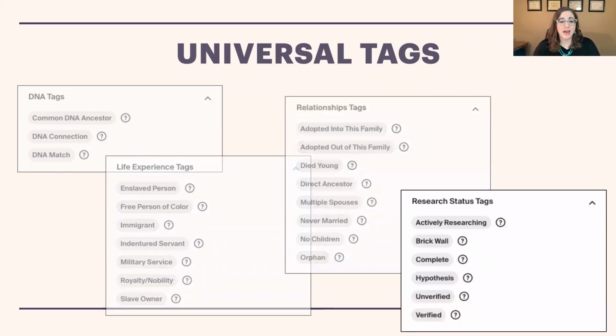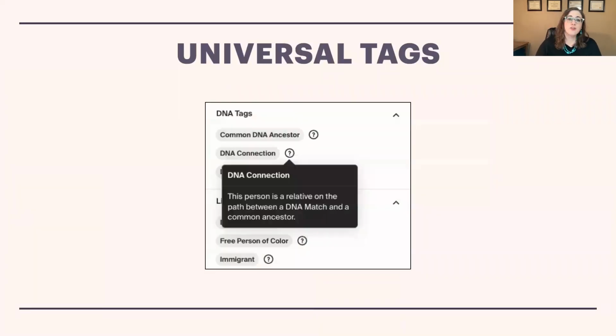This is where we have actively researching, brick wall, complete, hypothesis, unverified, and verified. If you're not sure what Ancestry means by their tag, what is a DNA connection, you can click on the question mark next to any of the tags and the definition will open up right underneath it. And so what Ancestry means by a DNA connection is that this person is a relative on the path between a DNA match and a common ancestor.